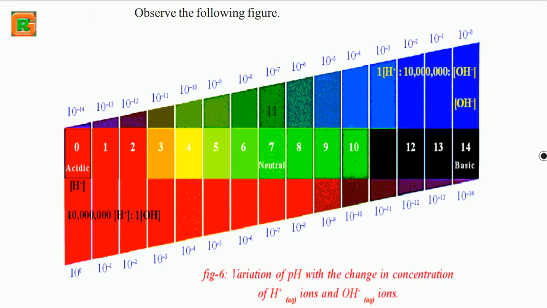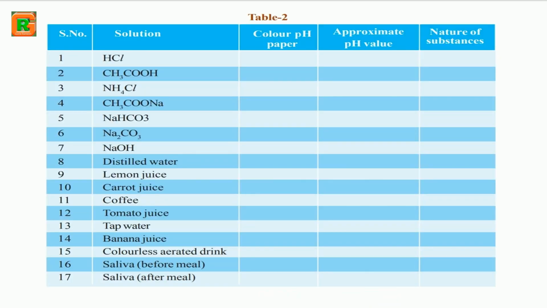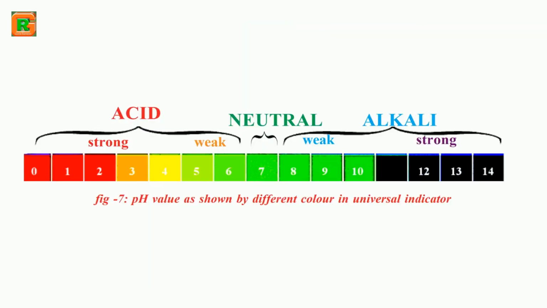Observe the following figure. It shows the variation of pH with the change in concentration of H+ ions and OH- ions. Now, let us test the acidic or basic nature of the solutions given in this table with pH paper. We already know that the pH scale has 14 different colors with numbers 0 to 14. From 0 to 7, it represents an acid. From 7 to 14, it represents a base. And 7 represents a neutral solution.